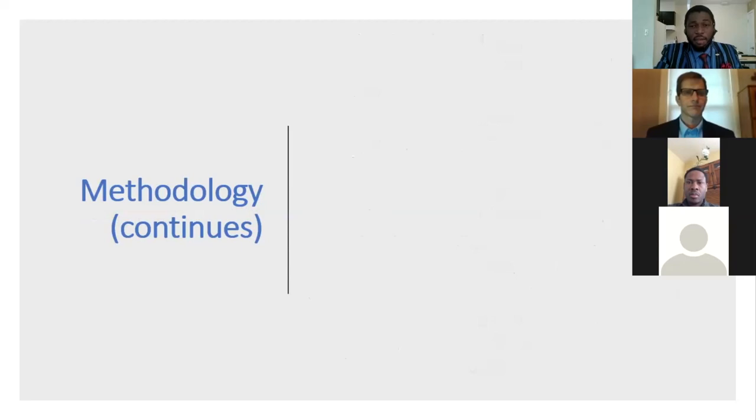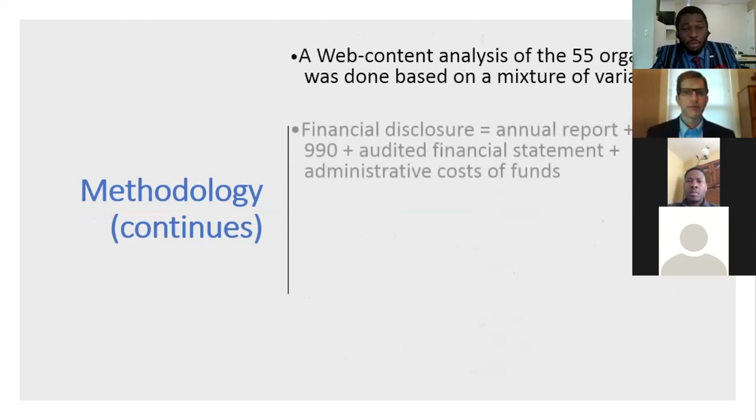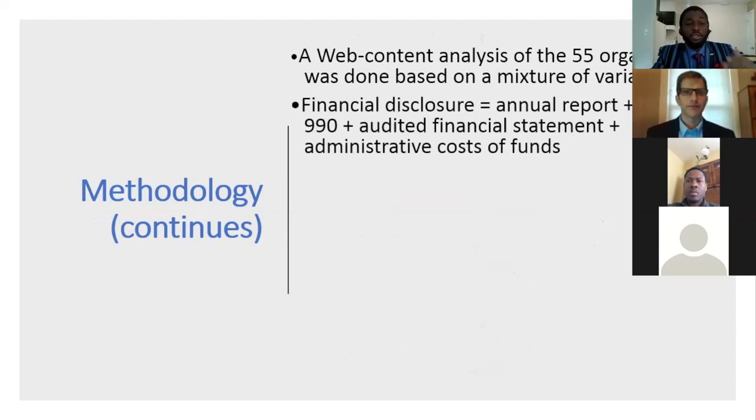And so I came up with a total of 55 nonprofit organizations, and I did a web content analysis of these organizations based on a mixture of variables. To measure, for example, financial disclosure, I looked into the presence of these four items. Do they provide the annual reports on the website? Do they have the IRS Form 990 on the website? Do they also have the audited financial statement and the administrative costs of funds?